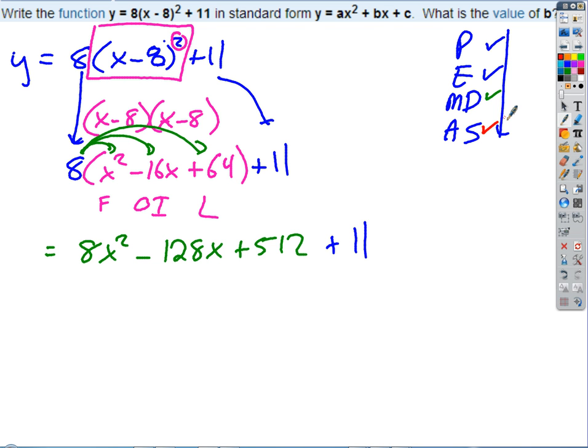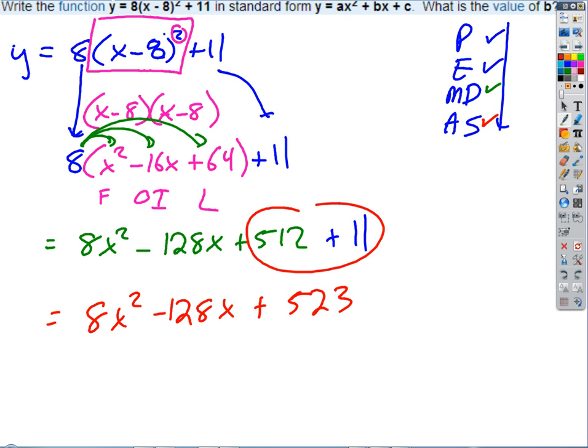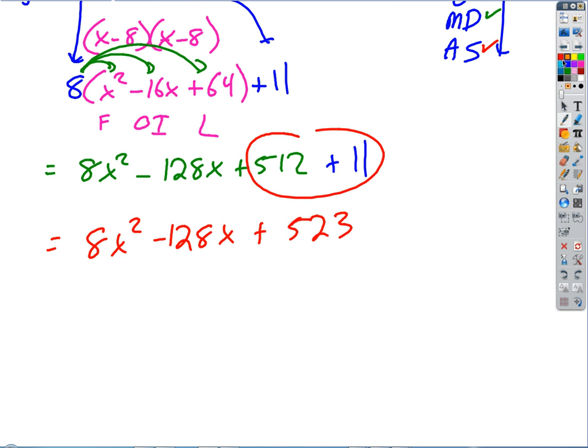Add, meaning combine like terms. So these guys get added together, 512 plus 11 is 523. My final answer is 8x squared minus 128x plus 523. And what were they asking for? They wanted the value of b. So what's b? Negative 128. Did everybody see that it's negative 128? b is the number that's being multiplied by x. Make sense? Okay.